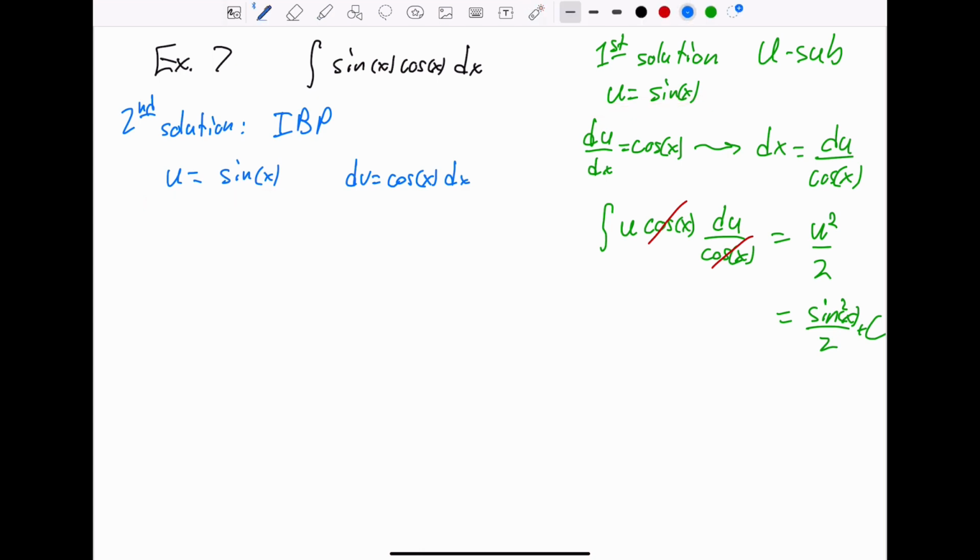All right, let's continue with integration by parts. We find the derivative of sine, which is cosine. Integrate cosine to find v. The integral of cosine is sine. And now we can use ultraviolet voodoo.